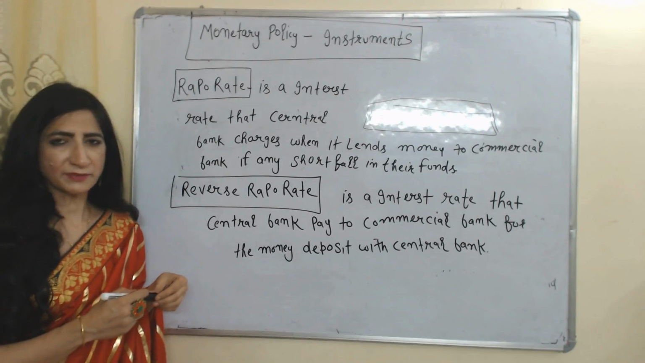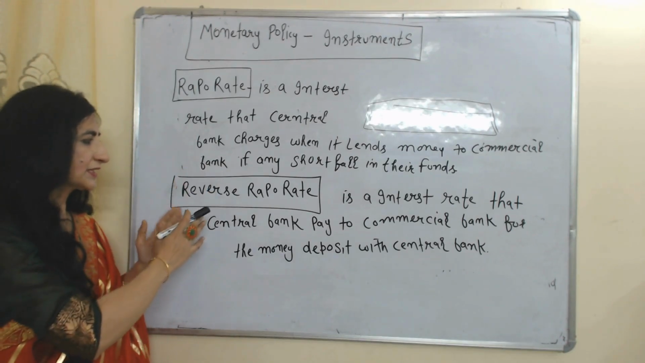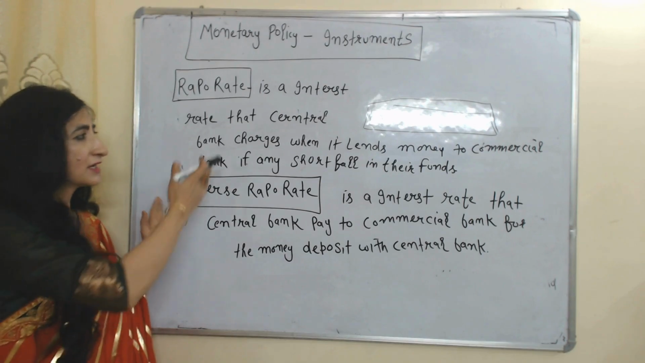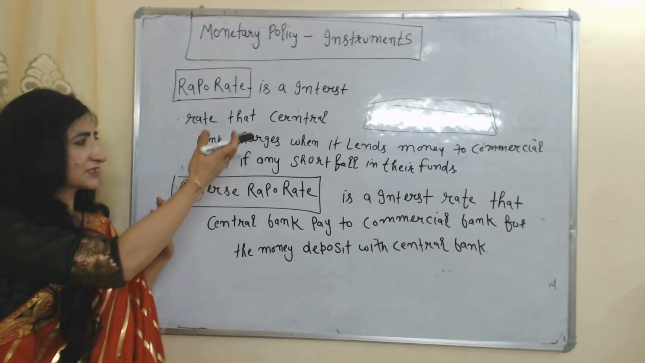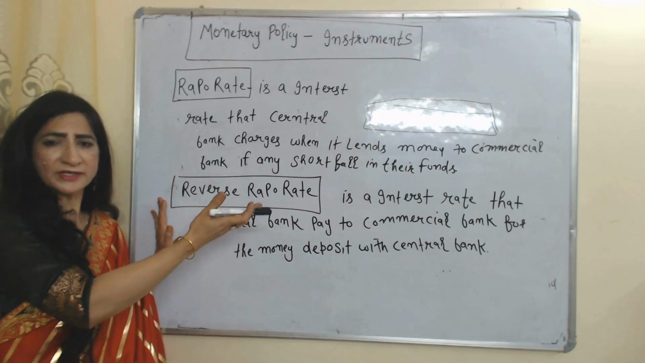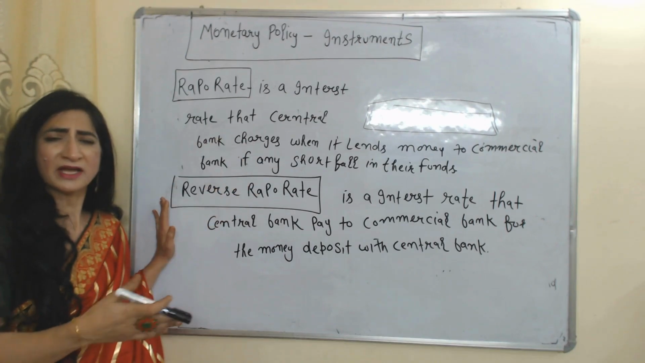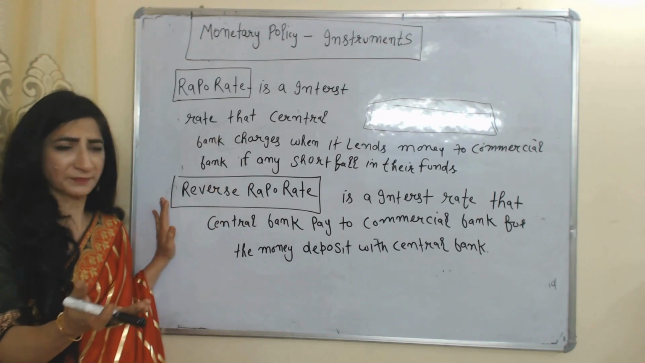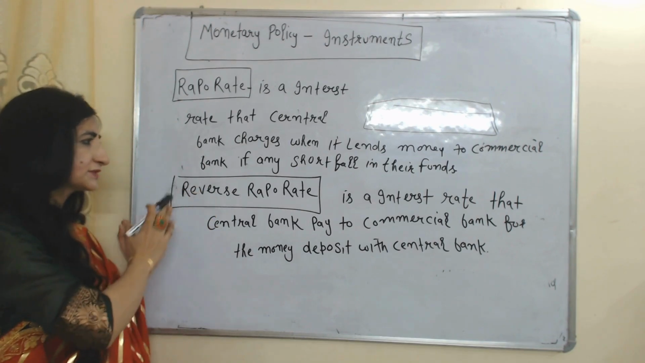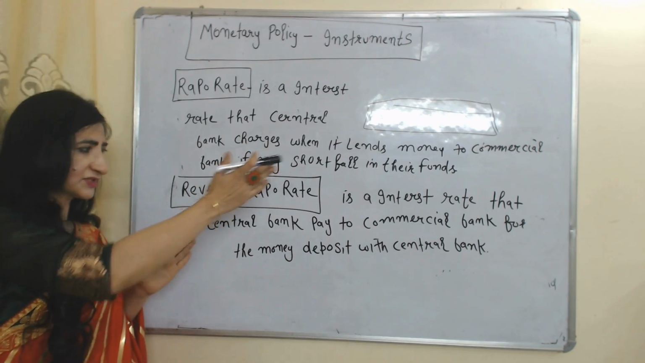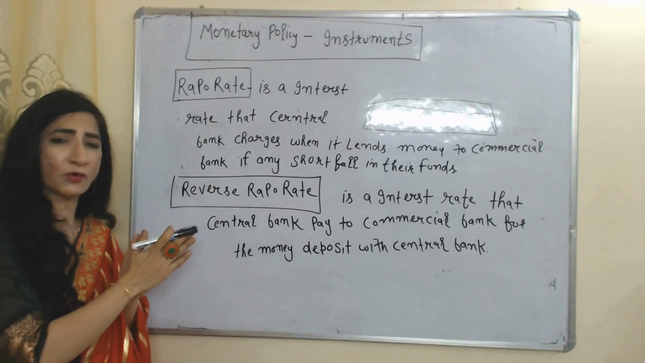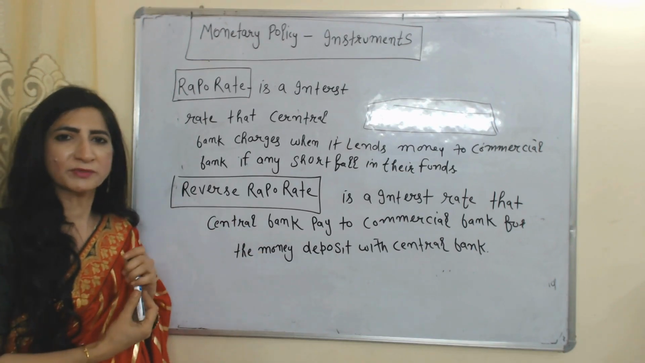Next quantitative instruments are the repo rate and reverse repo rate. Repo rate is the interest rate the central bank charges when it lends money to commercial banks if there is any shortfall in their funds. On the other hand, reverse repo rate is the interest rate that the central bank pays to commercial banks for the money which they deposit with the central bank.